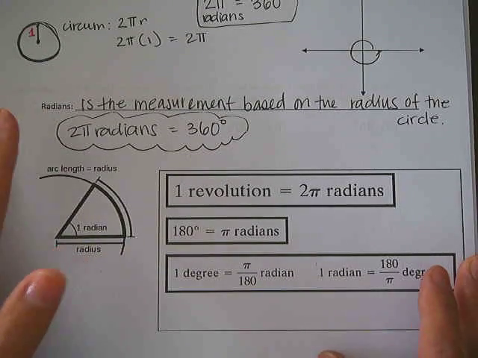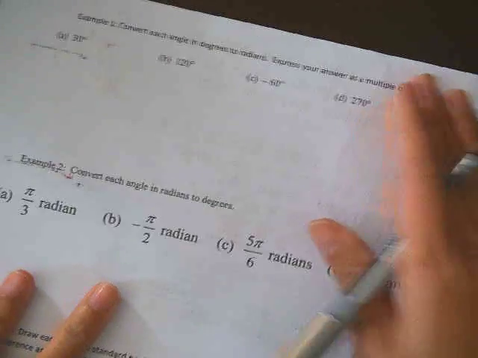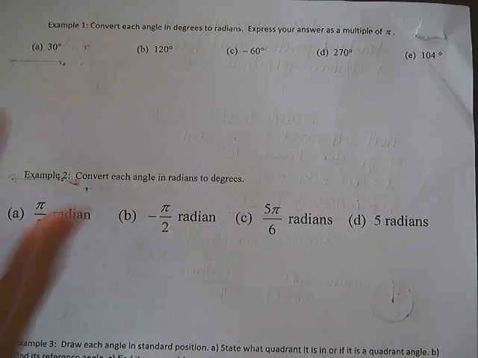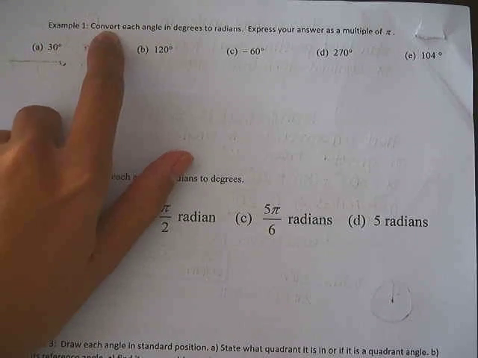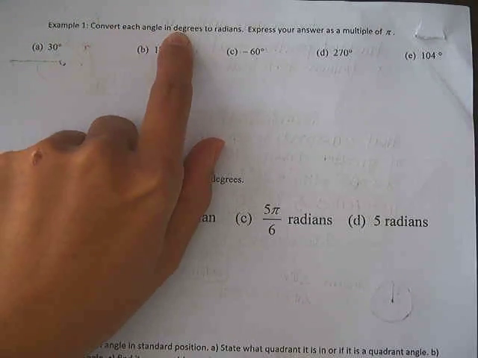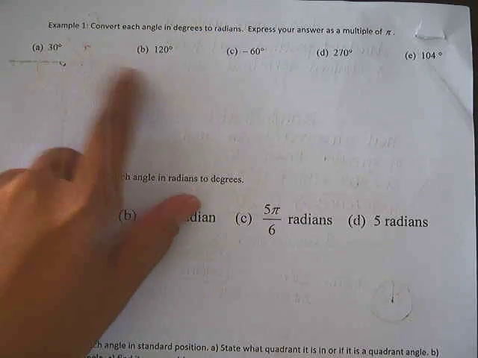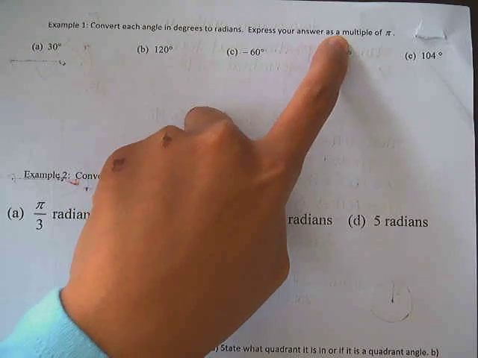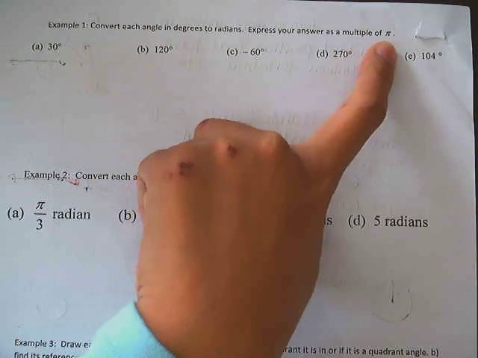Okay, so we're going to turn to the next page to see what we have left. It looks like I kind of stapled example E here, so let me just undo the staples. All right, example 1: convert each angle in degrees to radians. So if it's in degrees right now, you're going to convert it to radians. Express your answer as a multiple of pi. That means I don't want you to use a calculator.